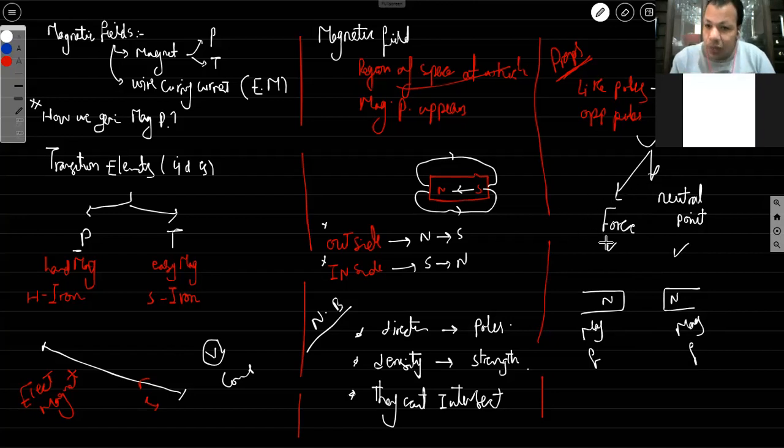So this is the first point. We need to know the force between two magnetic fields. Second of all, at which point between these two poles or outside these two poles can we say that the magnetic field vanishes? This is called the neutral point. So the neutral point is the point at which there is no magnetic field, and it's caused by two magnetic fields too. So if we have two magnetic fields, we have two properties, force and neutral point. We need to discuss these points.